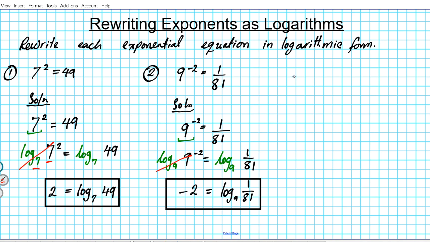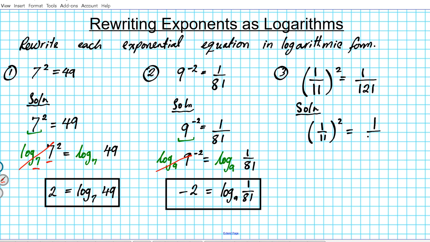All right, moving along, number 3. Let's take a look at this example. 1 over 11 squared is equal to 1 over 121. This is the example that was pictured in the opening of this presentation. So let's go ahead and attack it right now. So if you have 1 over 11 raised to the second power equals 1 over 121, how do you write this in its equivalent logarithmic form?